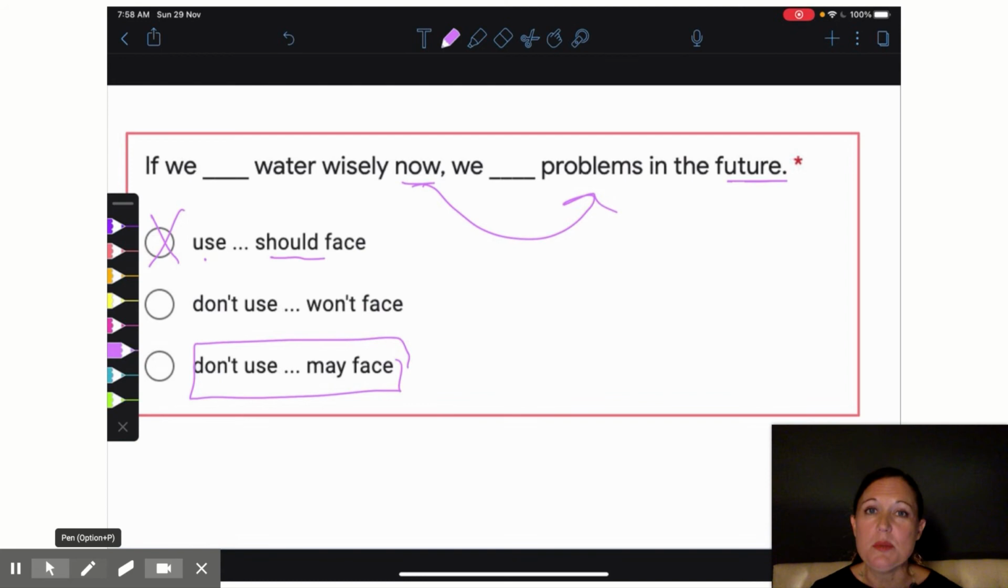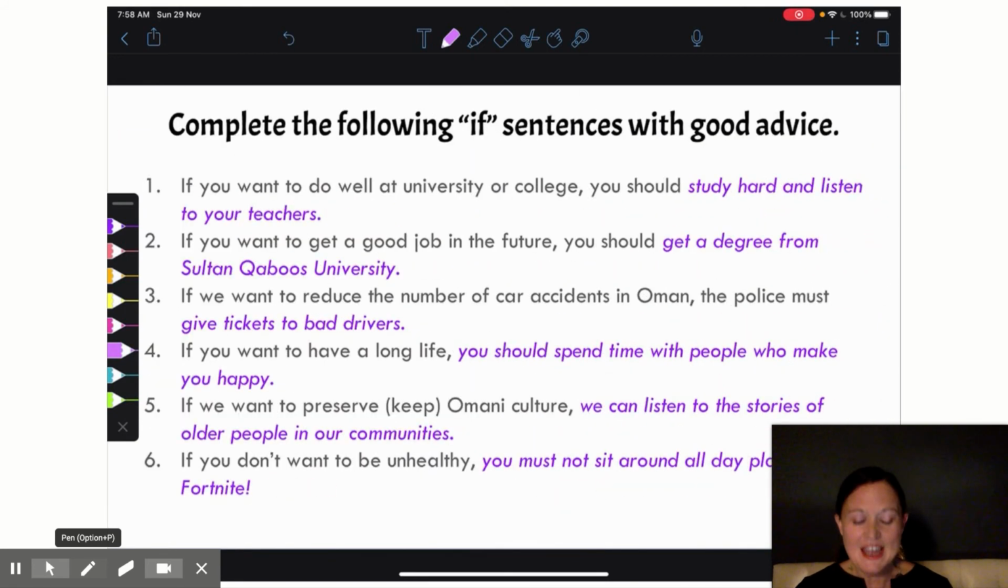Okay, I hope this helped you to understand not just the form, but also the meaning of first conditionals, and that you were able to write some nice example sentences with if, finishing off these if sentences. So these were my examples.